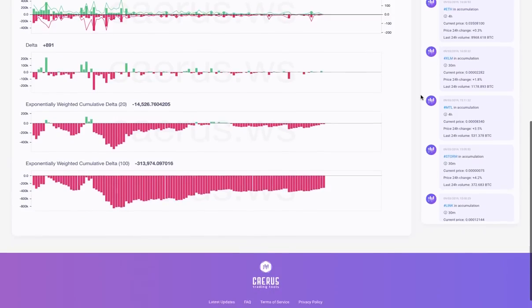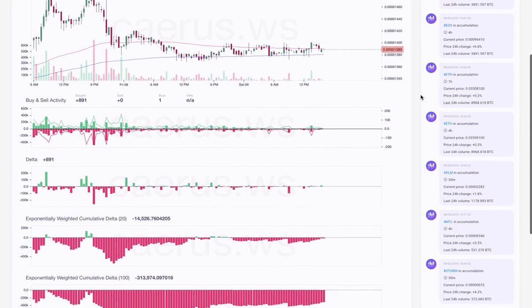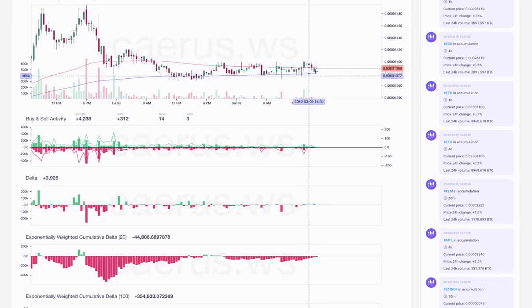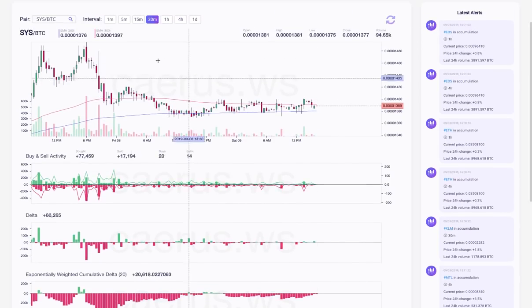So after the sell-off, you can see that the price goes down again, and then it stabilizes, and now it's very neutral. You can see the red delta, and at some point it may turn green again, and it will mean that there may be another pump.